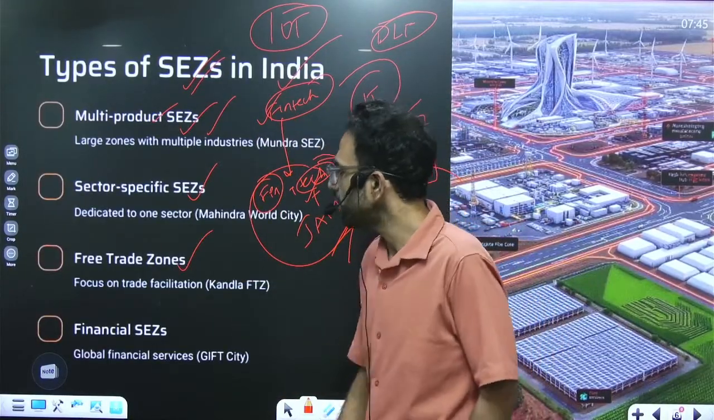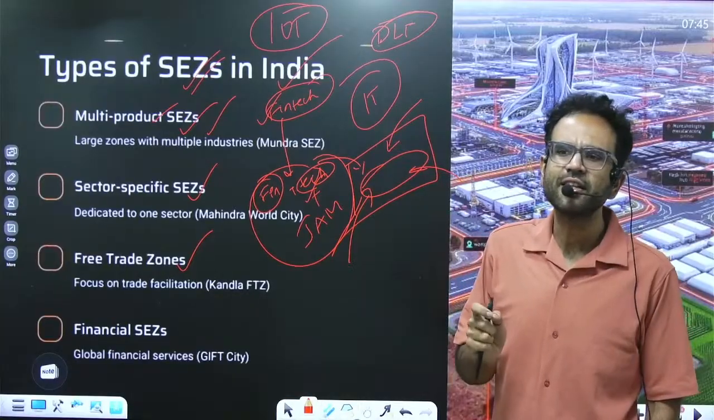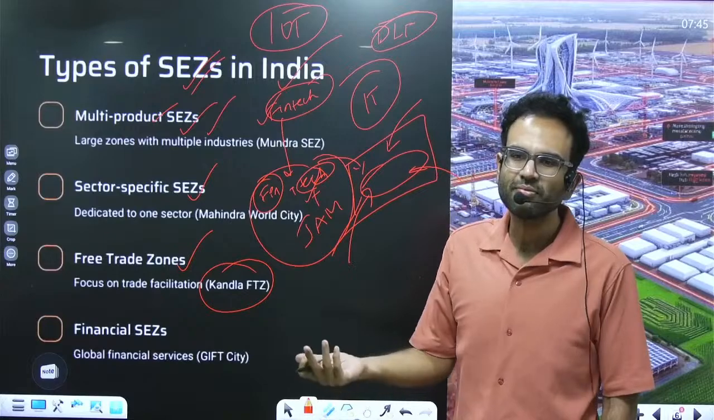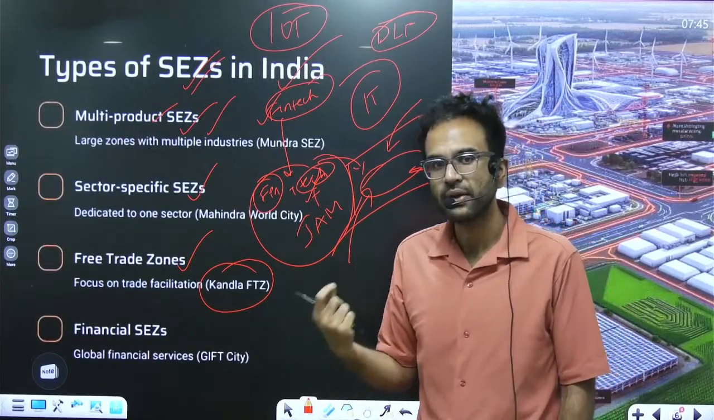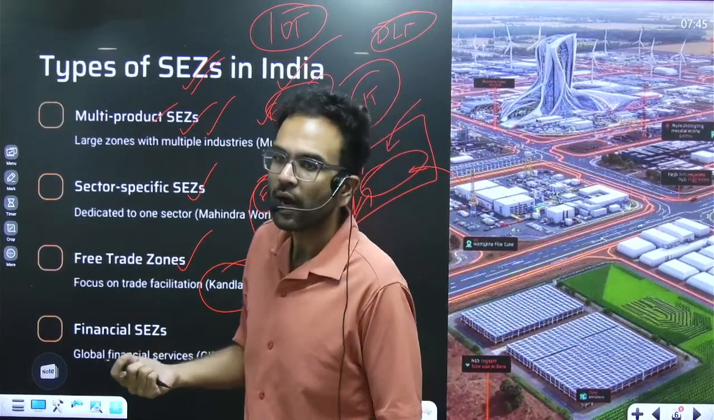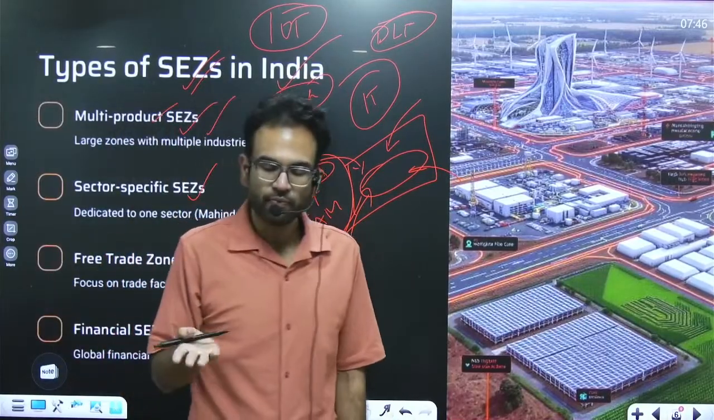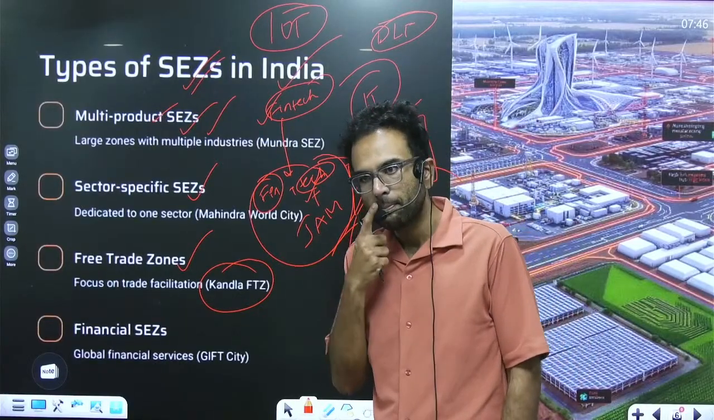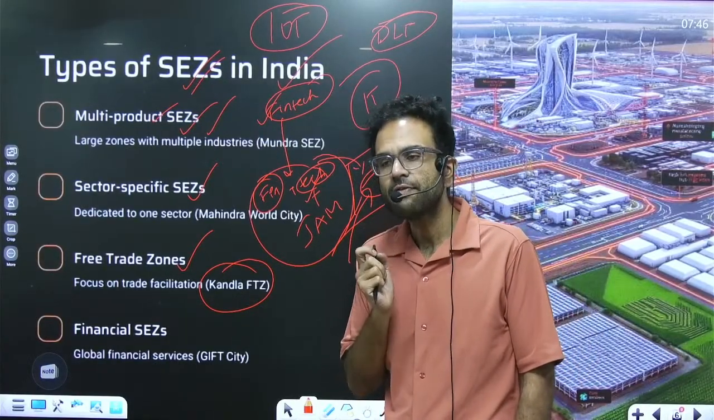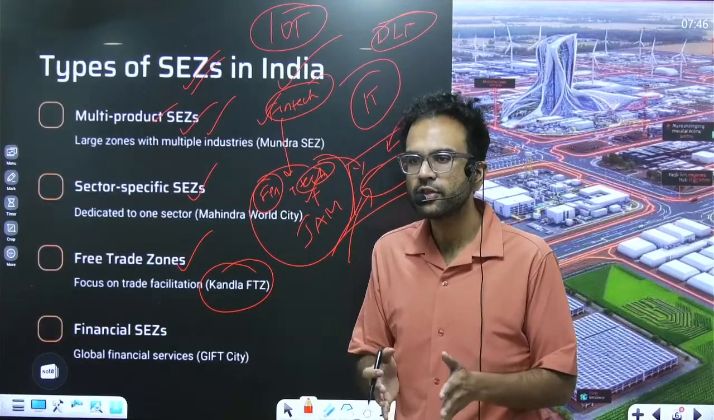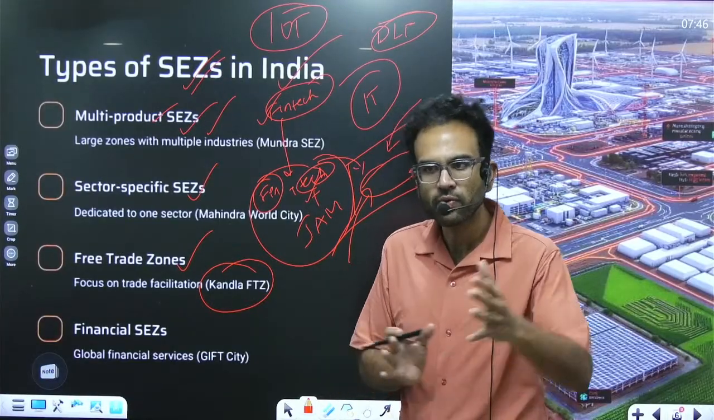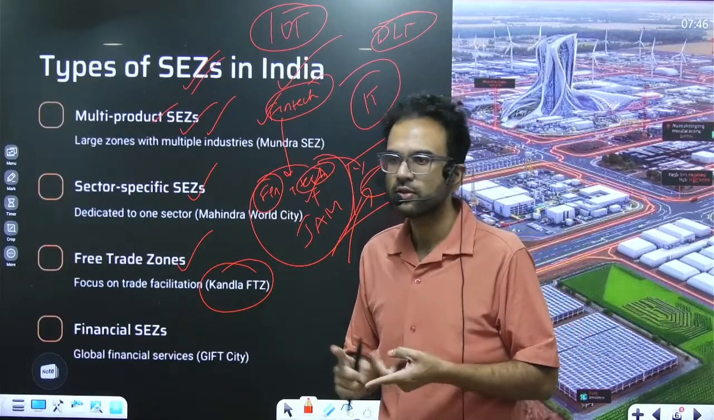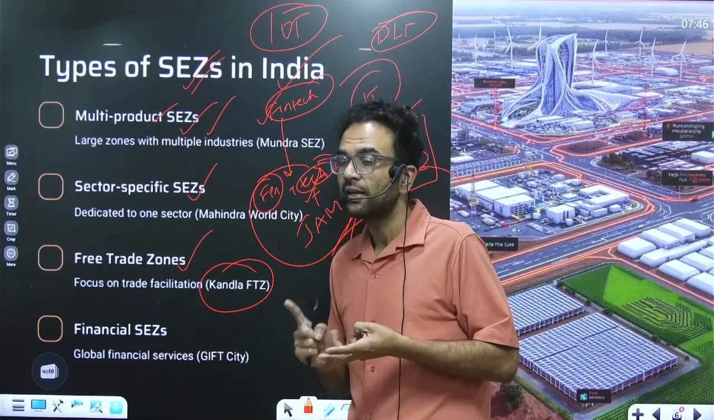Okay, then you have free trade zones where trade facilitation is the focus. Meaning, see, this is the first free export oriented zone, Kandla. Okay, before the 1991 liberalization itself. But it did not take off. Trade facilitation means the kind of documentation you need to carry out to send a product out of the country. It might be your customs clearance, tax compliances, other norms.